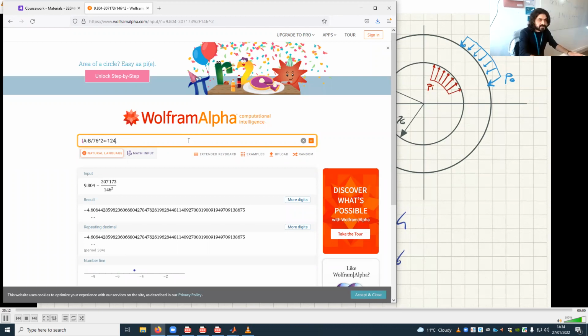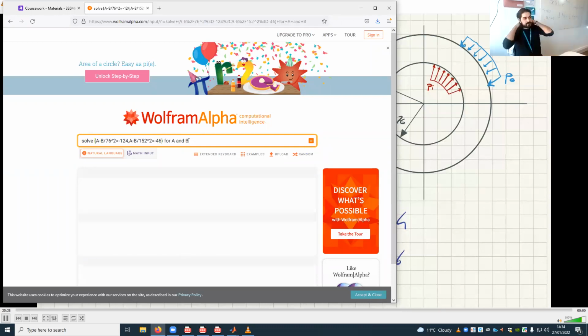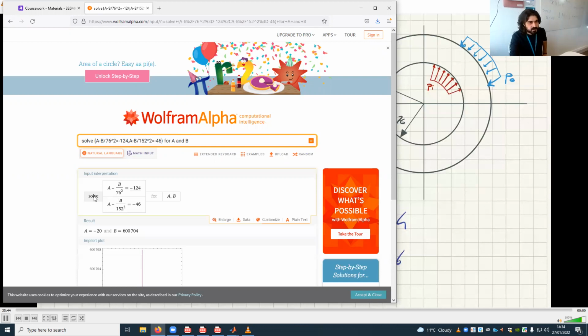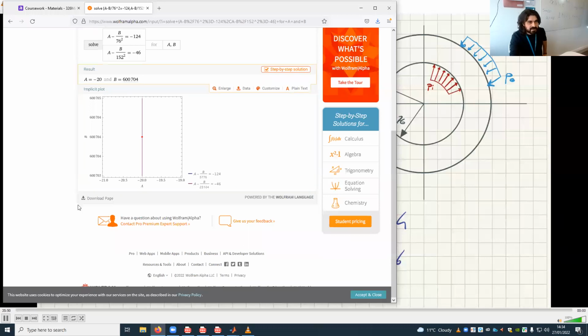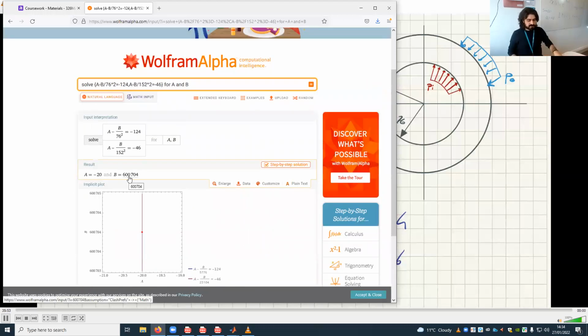And then my second equation is exactly the same, but I have 152 and minus 46. And if you do this, say solve this for A and B. So it says solve these two equations for A and B. It gives you a solution of A is minus 20 and B is 600,704.